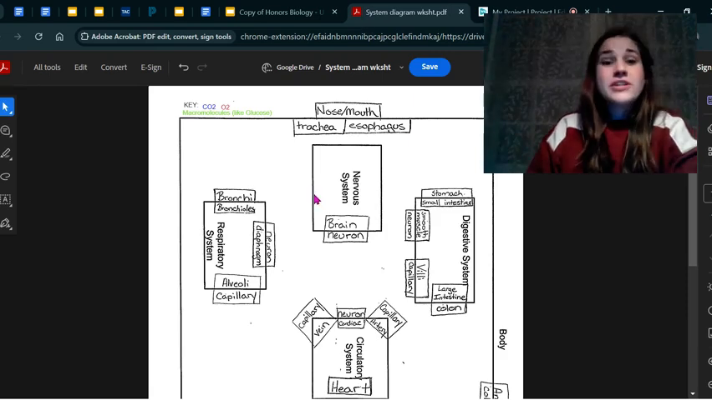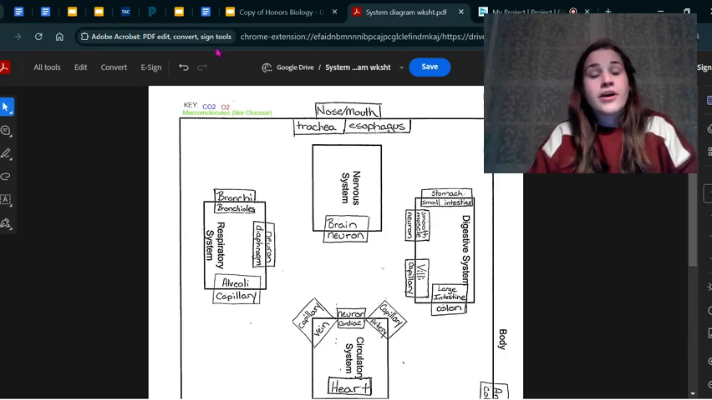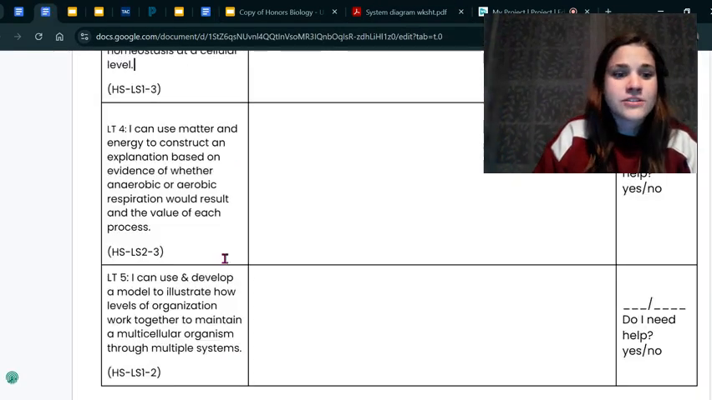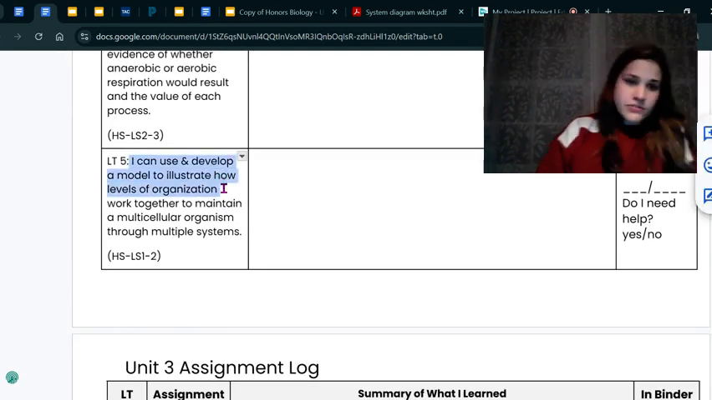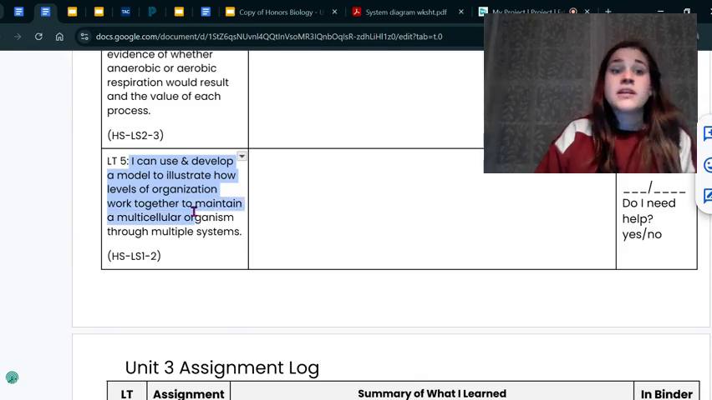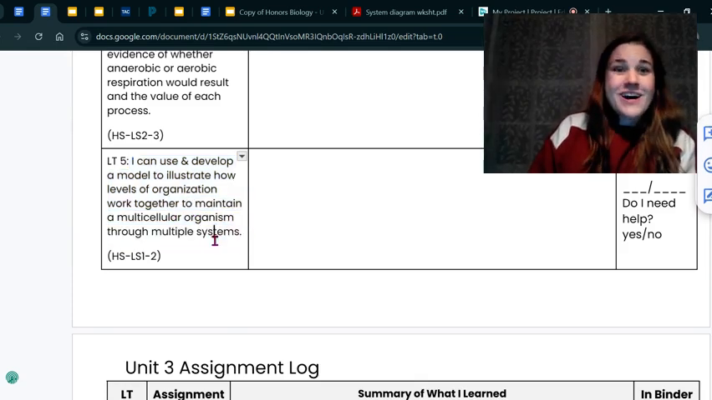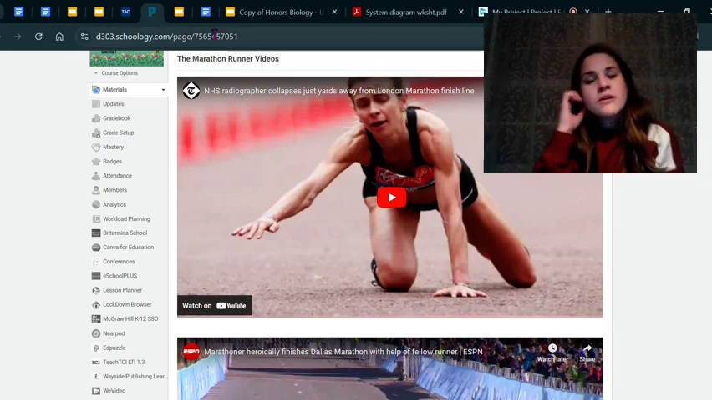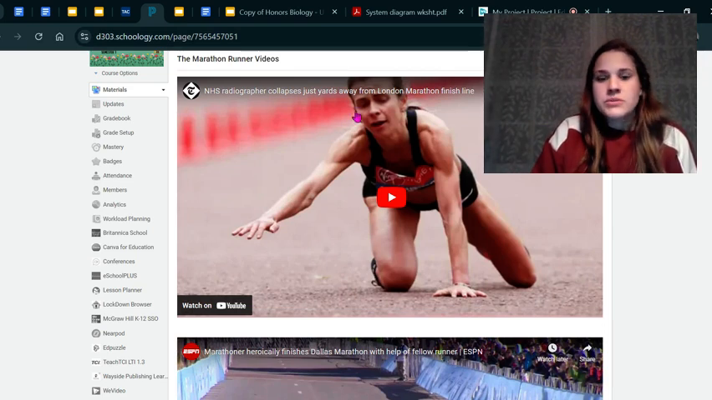All right, so we're going to now track Unit 3 through the body system diagram. What we're really trying to accomplish here is addressing our last learning target, being able to use and develop a model to illustrate how levels of organization work together to maintain a multicellular organism through multiple systems. But I want you to keep in mind the grand scheme of this whole unit. We're trying to figure out what went wrong here with these marathon runners.